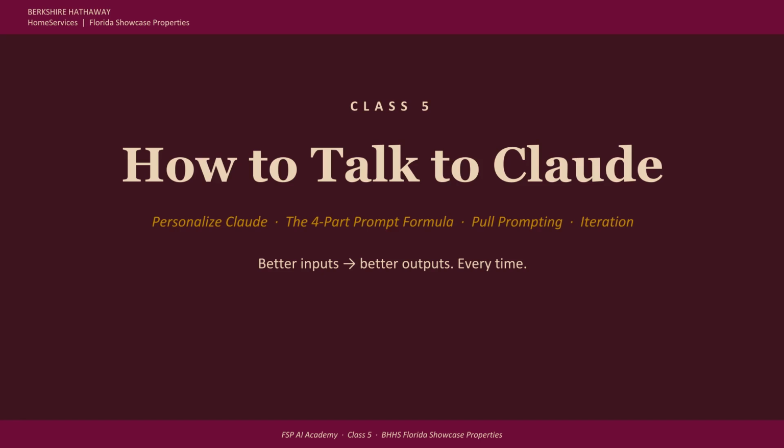This is Class 5. Today we're doing two things. First, we're going to make Claude actually yours by setting it up to know who you are at the account level. Things almost nobody on this team has touched yet. Then we're going to teach you the formula for talking to Claude so you get great answers fast: the 4-part prompt formula, pull prompting, and iteration.